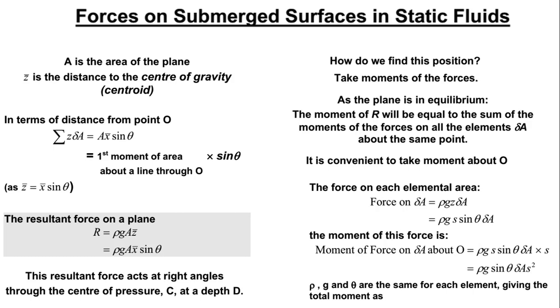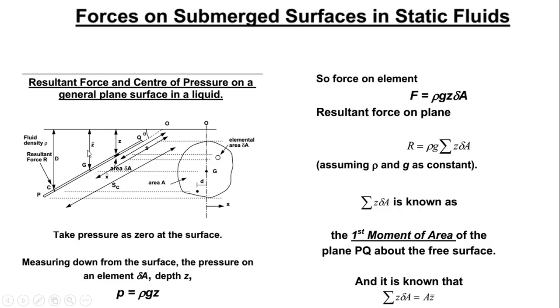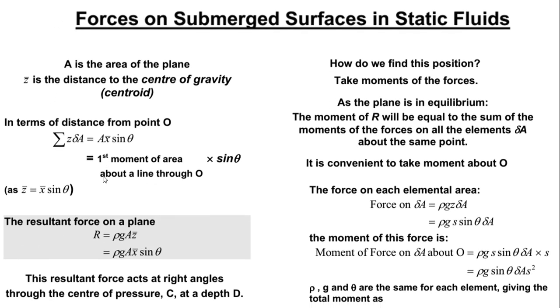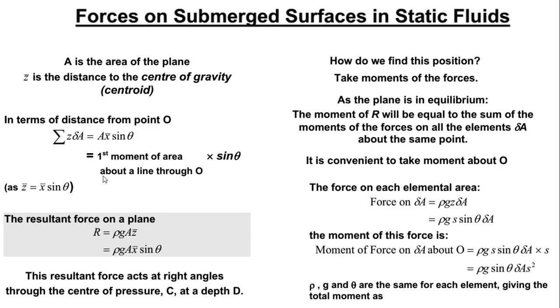So from there, A is the area of the plane and Z bar is the distance to the center of gravity. Okay. Then if we continue with this problem, if we look at Z bar, which is here, at the center of pressure, for us to find Z bar in terms of this distance, which is x, we will need to use the sine, theta and cos relationships that we have.